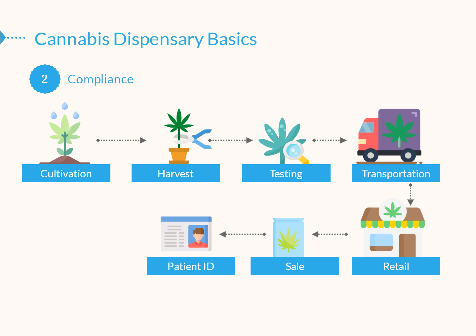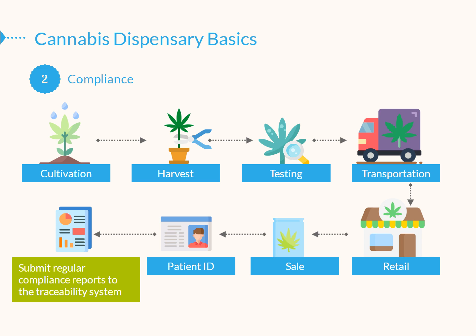2. Compliance. You've surely heard of seed-to-sale tracking. Most government regulators must track the movement of all cannabis plants and products from the time the seed is sown by cultivators to when the plant or any of the products derived from it are sold to the end customer, and you will have to submit regular compliance reports to the traceability system.